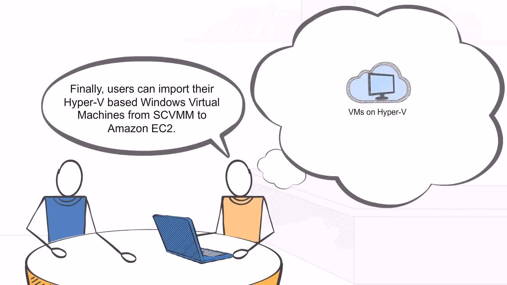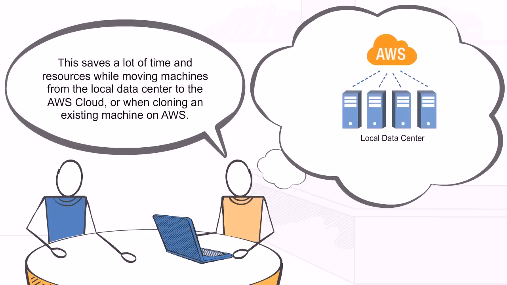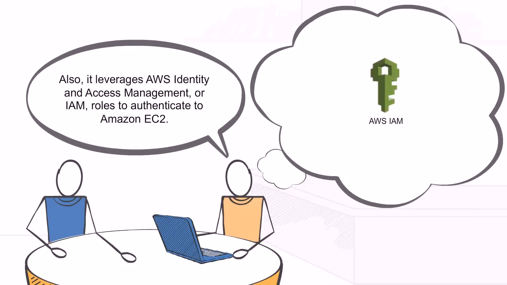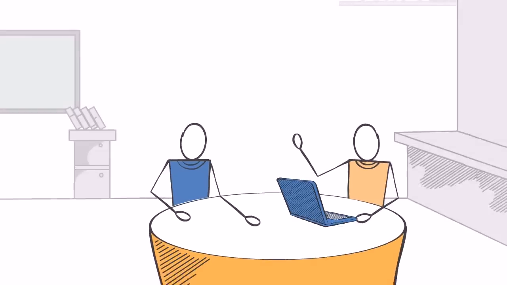Finally, users can import their Hyper-V-based Windows virtual machines from SCVMM to Amazon EC2. This saves a lot of time and resources while moving machines from the local data center to the AWS cloud, or when cloning an existing machine on AWS. Also, it leverages AWS Identity and Access Management, or IAM roles, to authenticate to Amazon EC2.